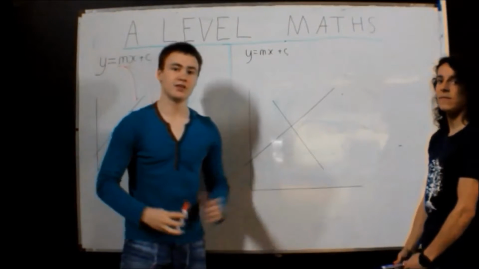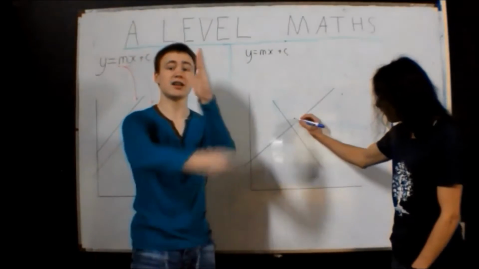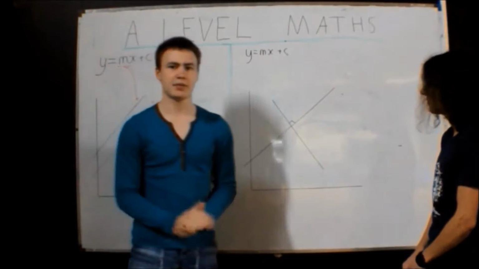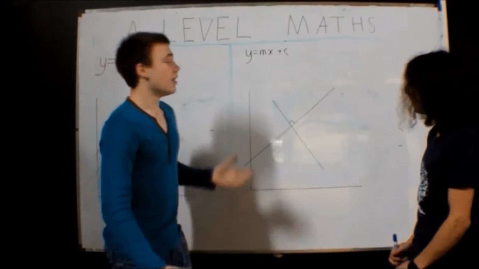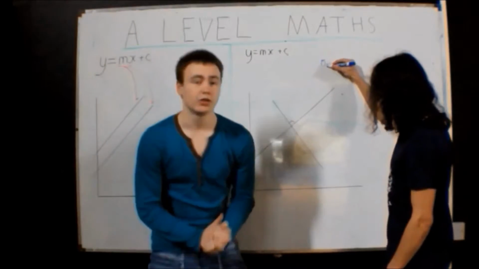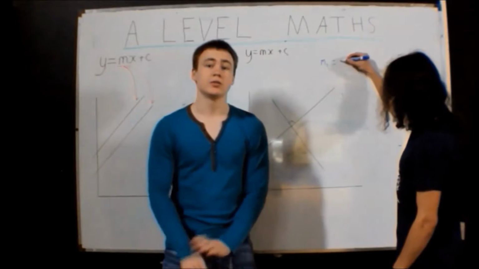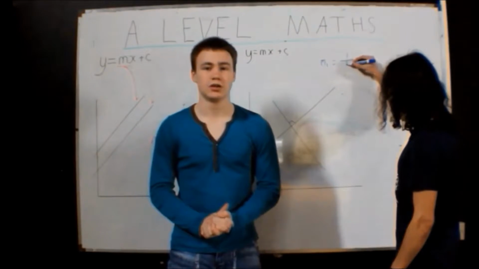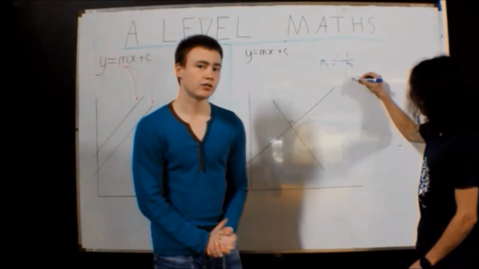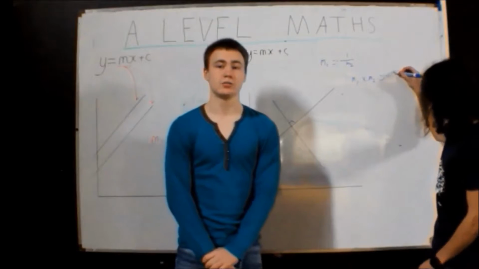Now on to perpendicular lines. Perpendicular lines are when two straight lines intersect at an angle of 90 degrees, as illustrated here. But what does that mean in terms of our gradient? m1, the gradient of one line, is the negative reciprocal of the gradient of its perpendicular twin. So m1 equals negative 1 over m2. Another way of saying that, which perhaps makes it much easier, is m1, the gradient of one line, times m2, the gradient of the other line, equals minus 1.